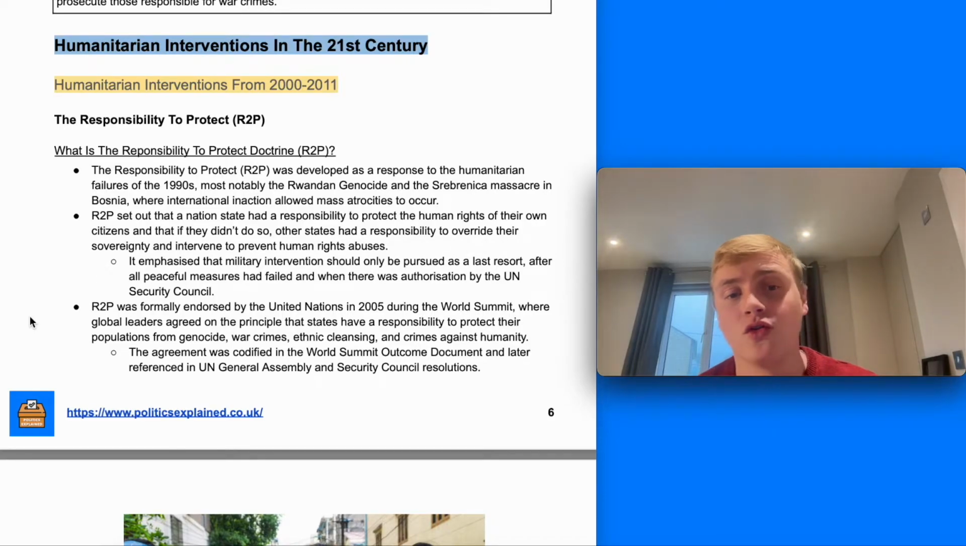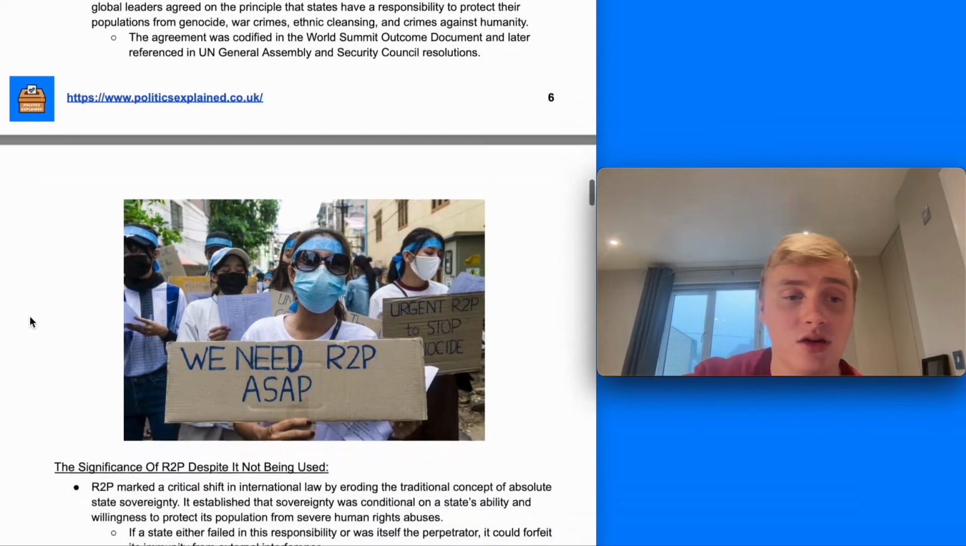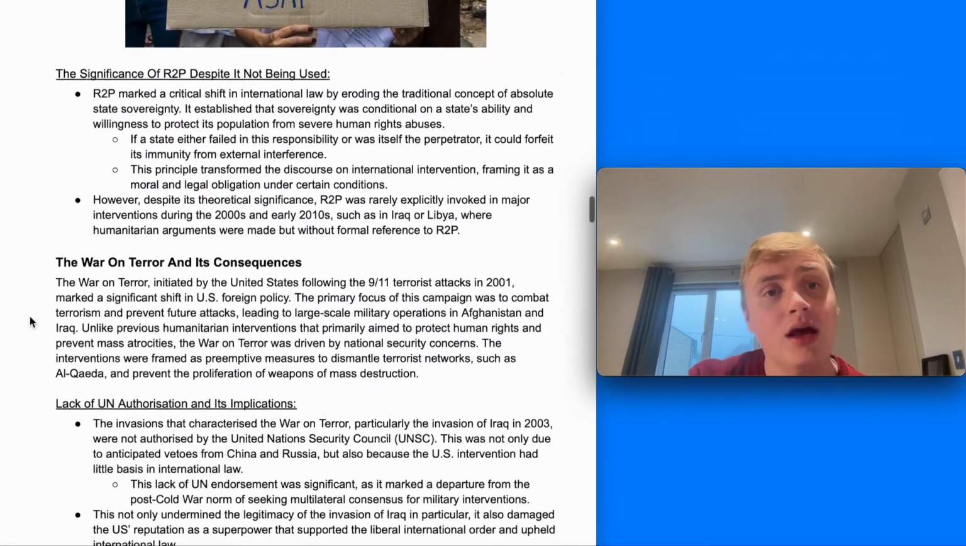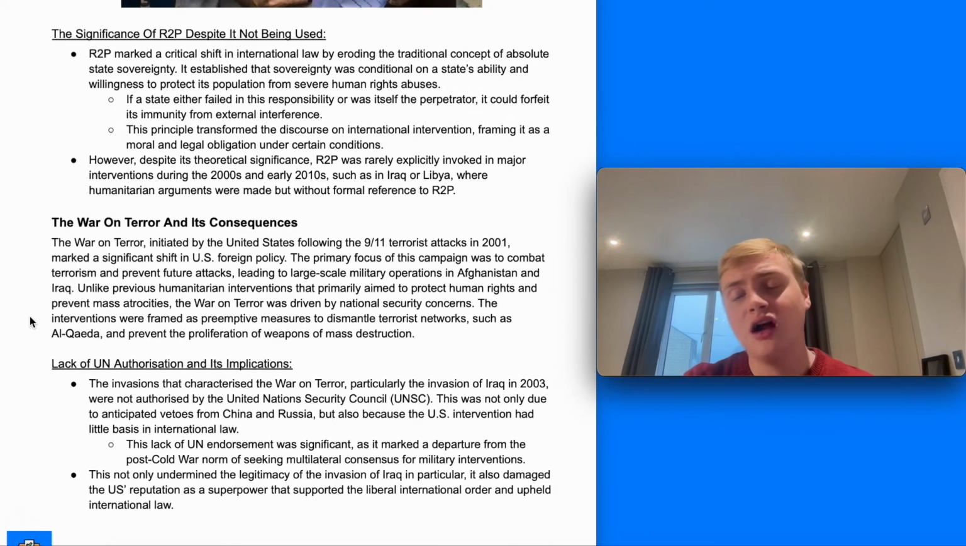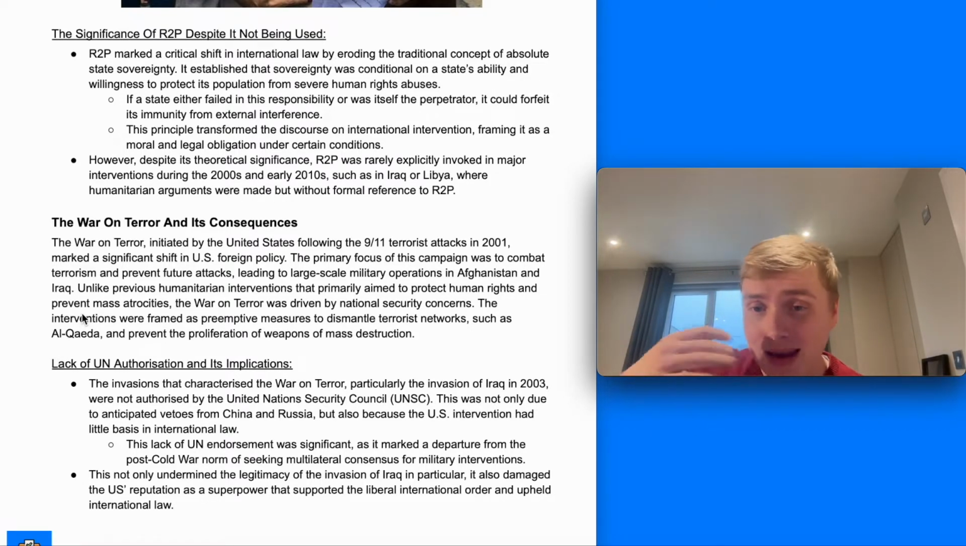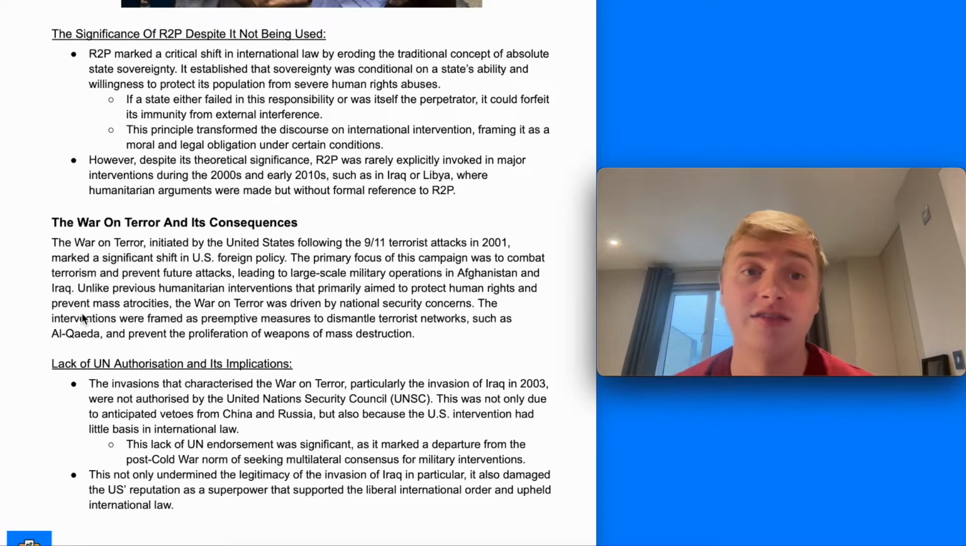It was formally endorsed by the United Nations in 2005 during the World Summit, where global leaders agreed on the principle that states have a responsibility to protect their population from genocide, war crimes, ethnic cleansing, and crimes against humanity. So it really had that United Nations legitimacy as well. As we'll see, the responsibility to protect has largely not been used due to changes in the international community and global politics, away from the unipolarity, or such strong unipolarity at least, of the 1990s.